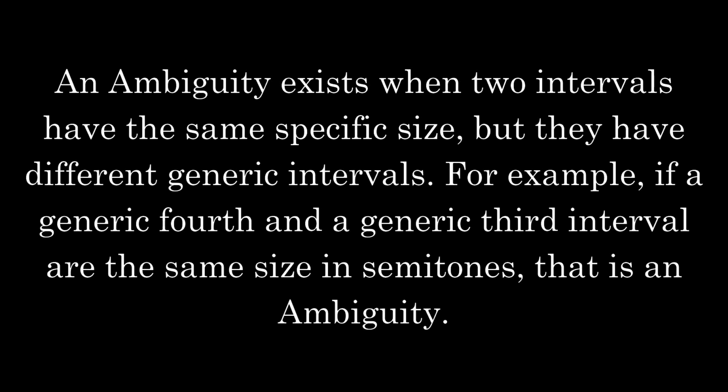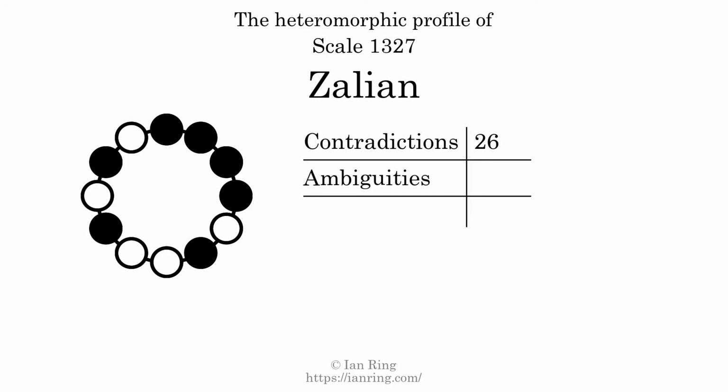An ambiguity exists when 2 intervals have the same specific size, but they have different generic intervals. For example, if a generic fourth and a generic third interval are the same size in semitones, that is an ambiguity. The number of ambiguities in this scale is 43.